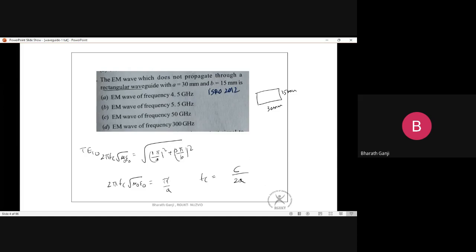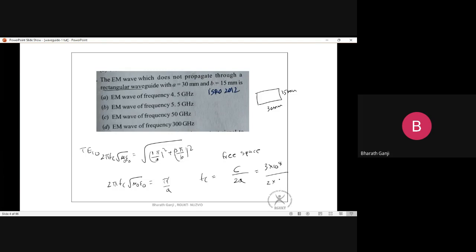So c by 2a, in case the medium is free space. They didn't give anything regarding free space, but if that is the case, fc is nothing but c divided by 2a. So it is 3 into 10 to the power of 8 divided by 2 into the dimension of a, which is given as 30 mm.